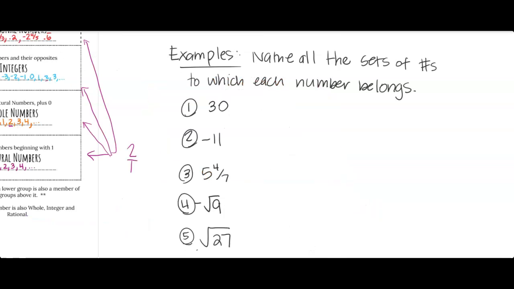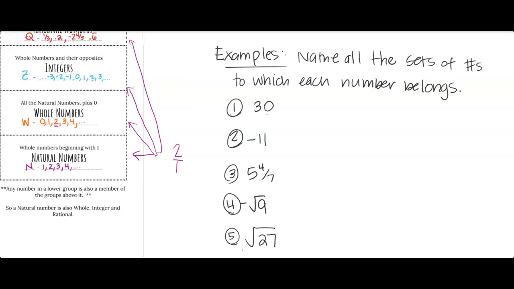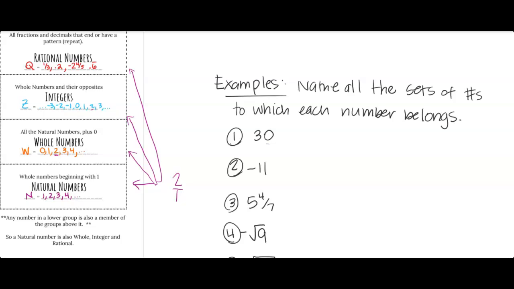Let's look at these examples. Name all of the sets of numbers to which each number belongs. So if we look at 30, we know that 30 is going to be above 4, so it'll be a natural number. And since it's a natural number, then it also is going to build up. So it's natural, and then it's whole, then it's integer, and then it's rational as well, because I can write that as a fraction. So I'm going to write natural, whole, integer, and then I'm going to write rational.